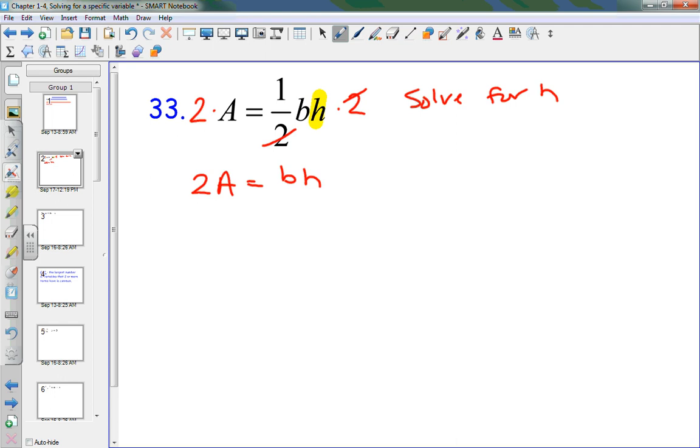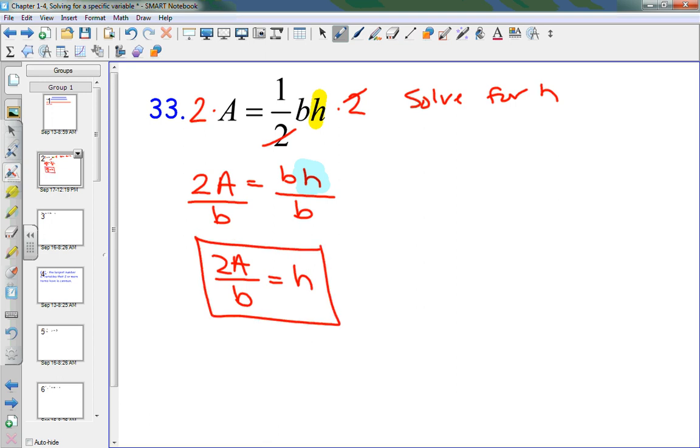Now again, what am I solving for? I'm solving for h, and what's attached to h is the letter b. How's it attached? By multiplication, so to get rid of it, I divide both sides by b. So I have 2A divided by b is equal to h. Done. Let's do it again.